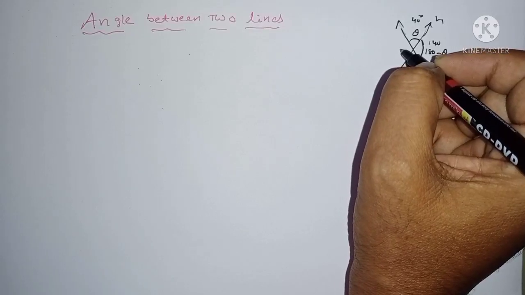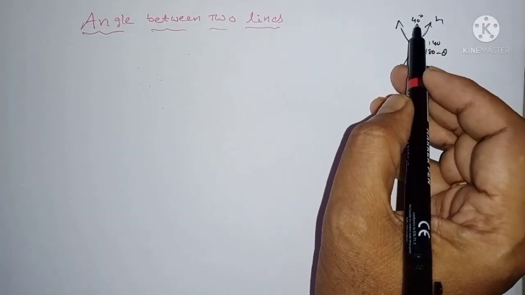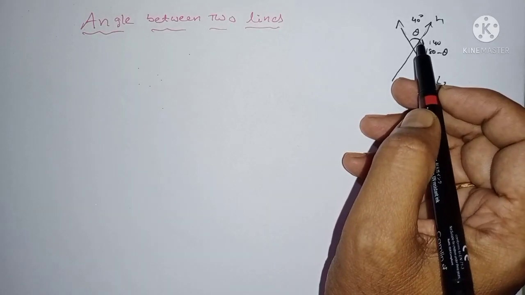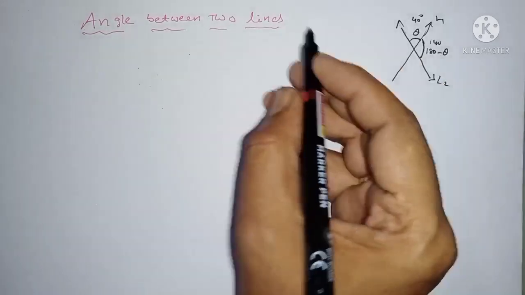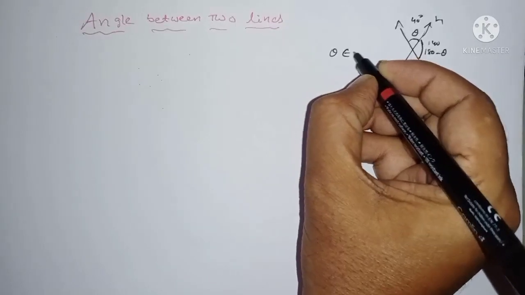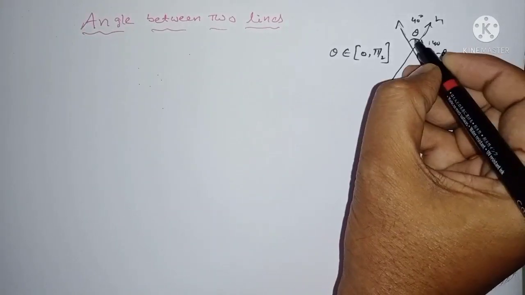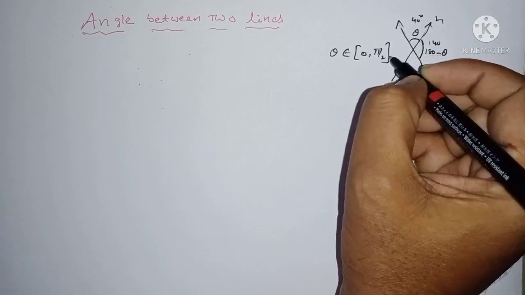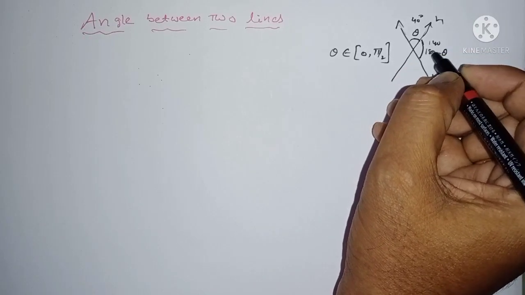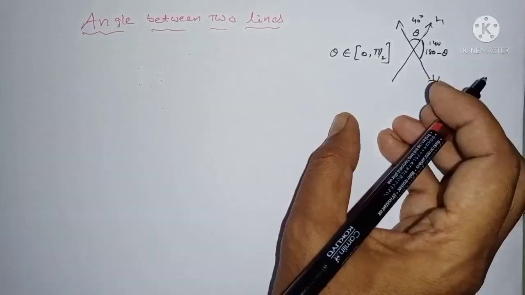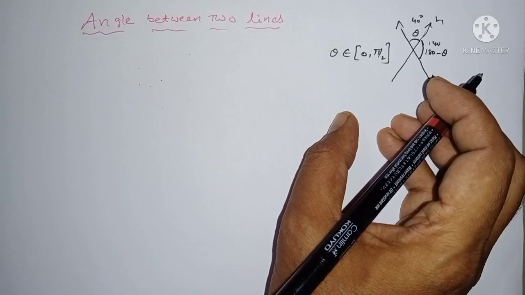But which one do you take here, 40 degrees or 140 degrees? The angle between two lines, theta, always lies between 0 and pi by 2. Therefore, you can take only 0 to 90 degrees. Don't take 180 minus theta. This is the concept of the angle between two lines.